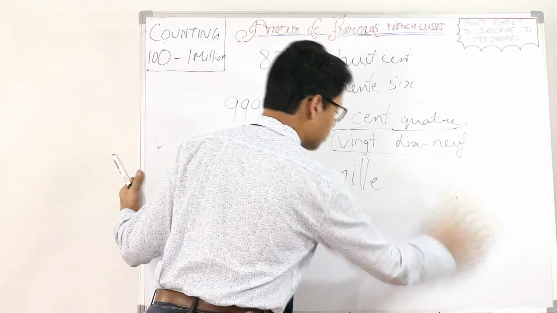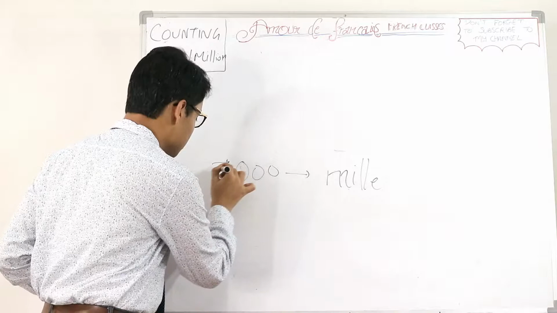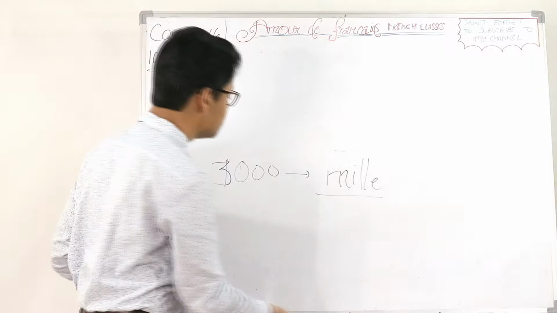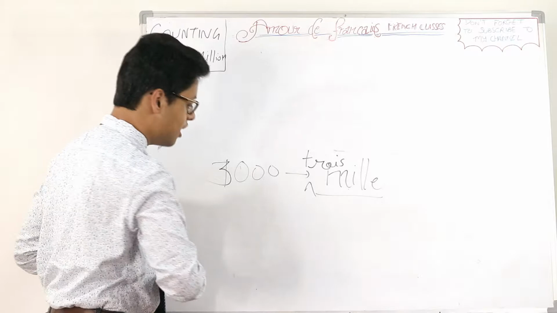Now, let's jump to, say, 3,000. 3,000, will it remain mille? No, it won't. Add trois, which is 3 in French, and it will become trois mille, or 3,000.